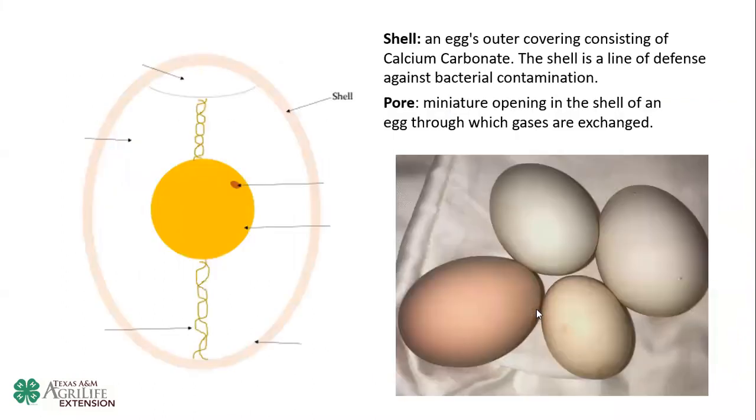So the first part that we're going to talk about is the outermost layer called the shell. This is a very important part because it is protective, and it's the first line of defense against bacterial contamination, which means it keeps out yucky germs and dirt and things that are just not good for the embryo. Throughout the shell there are little miniature openings called pores, and these exchange gases in and out of the egg.